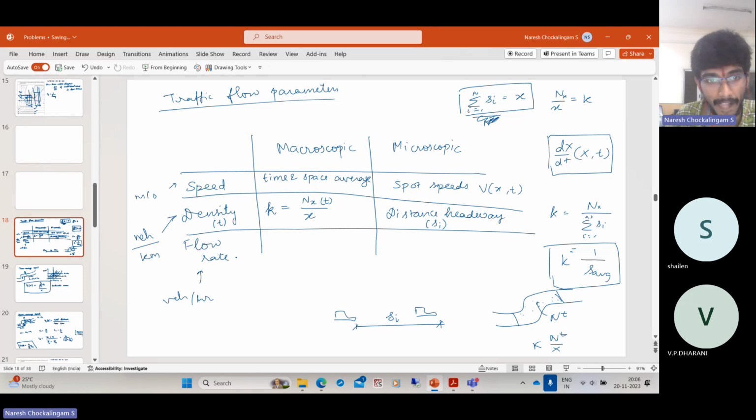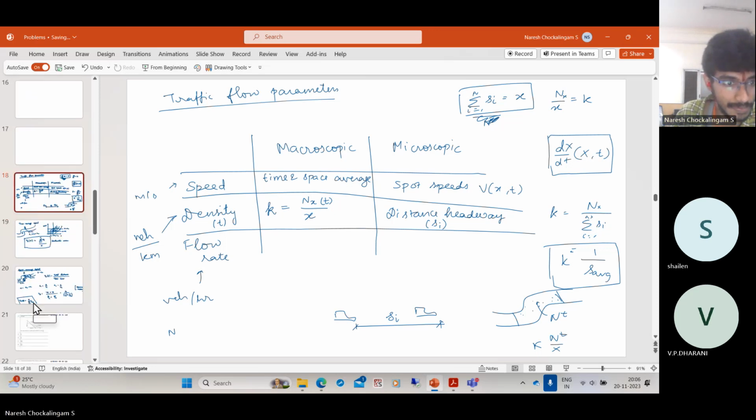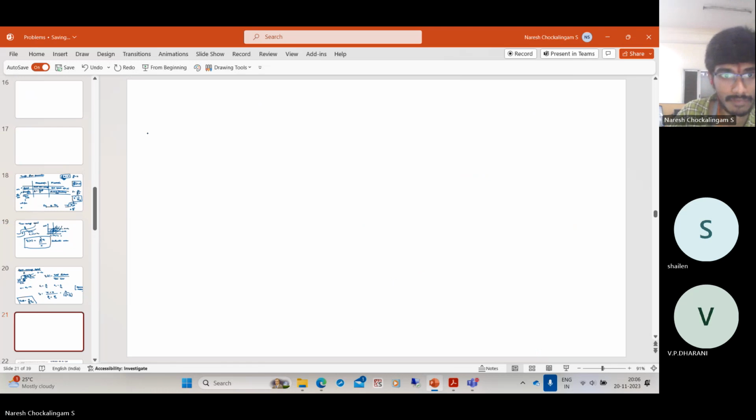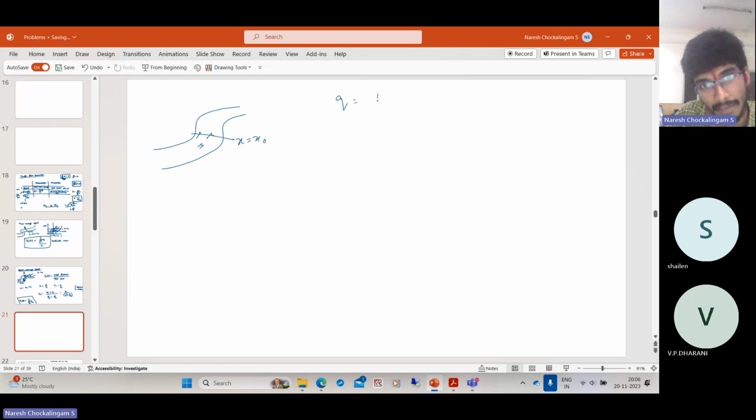And what about the flow rate? Flow rate is the number of vehicles passing a given point. Again, you consider a highway. Fix a given point x equal to x naught. Look at all the vehicles passing through that point. So flow rate is nothing but the number of vehicles passing through that point in a given interval divided by the time interval. You take this interval, count how many vehicles pass through the given point in that interval, and then divide by the length of the interval. So this is vehicles per hour or per day, whatever it is.